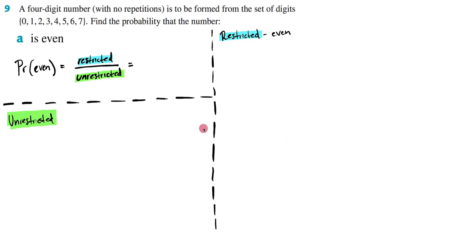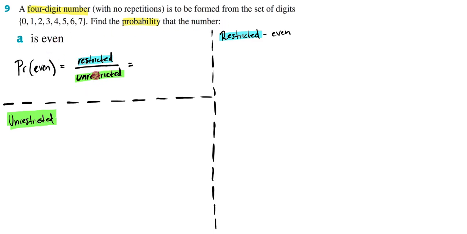So we're doing exercise 10D, and this is question 9. Now this is a bit of a tricky question, so I'm going to go slowly through it, and hopefully by the end it all makes perfect sense. So let's read it. A 4-digit number with no repetitions is to be formed from the set of digits 0, 1, 2, 3, 4, 5, 6, 7. We need to find the probability that the number is even.